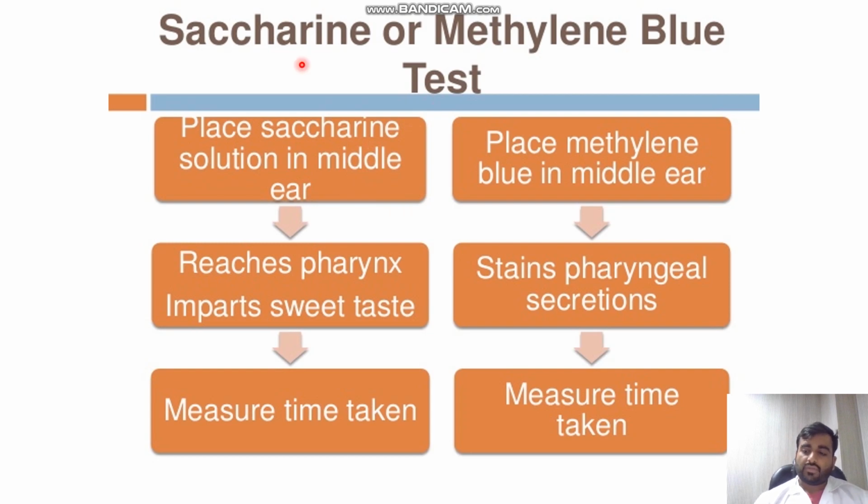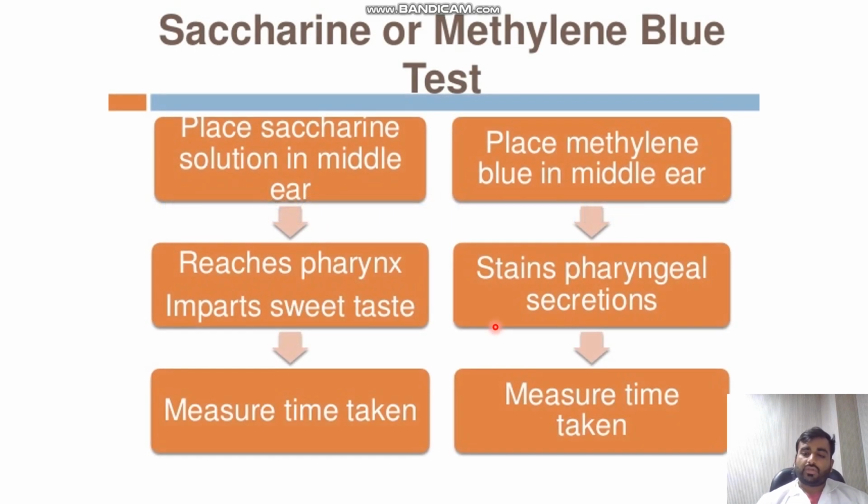First, we do the saccharin solution. The drop is instilled in the ear, and the time taken to reach the pharynx is measured. The patient has a sweet taste, which tells us whether the eustachian tube is patent. Another is methylene blue dye: it is instilled into the ear, and the time taken by the dye to stain the pharyngeal secretion or pharyngeal wall is measured. Another is the use of antibiotic or steroid ear drops: these are instilled into the ear, and the time taken by the drops to impart their taste is measured. Eustachian tube patency should be checked.